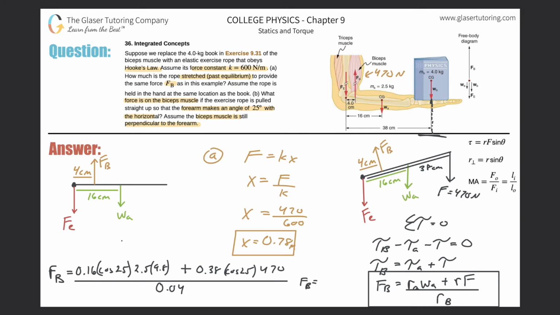Just calculate now. So F sub B will equal, hopefully I don't make a mistake on this calculation, 0.16 times cosine of 25 times 2.5 times 9.8 plus 0.38 times cosine of 25 times 470. That whole thing divided by 0.04. So we get a pretty high value, I'm going to do 2 sig figs here. Sounds reasonable. So it should be about 4,100 newtons. All right. And that is the force that the bicep is applying.